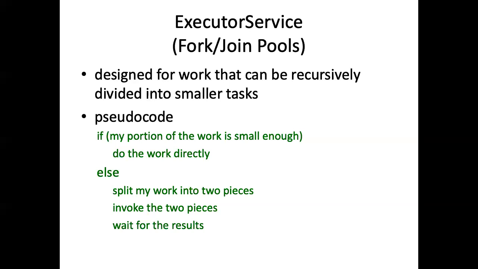So basically, the pseudocode for these fork join pools is: if my portion of the work is small enough, do the work directly. That's like the base case. Otherwise, split my work into two pieces, invoke the two pieces, and wait for the results. So this is the fork. I'm sorry, the fork is invoke the two pieces. The join is wait for the results.